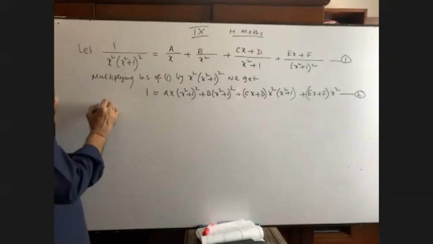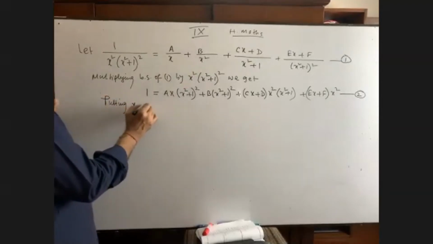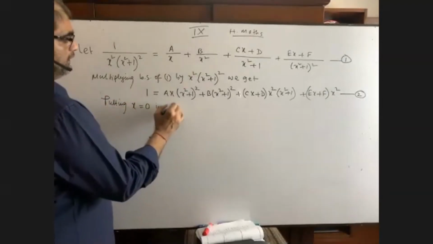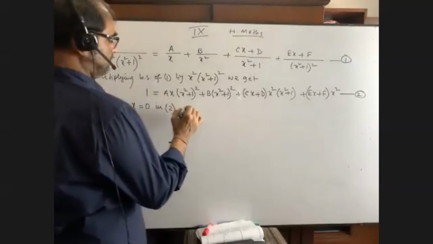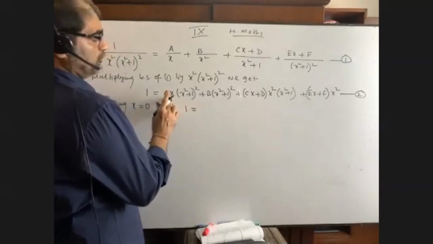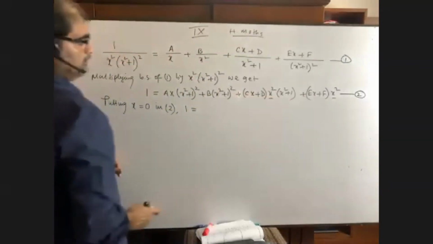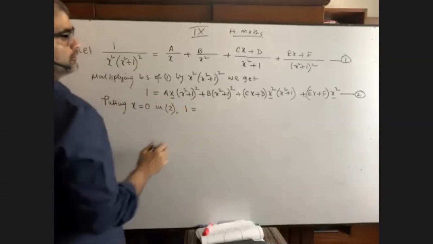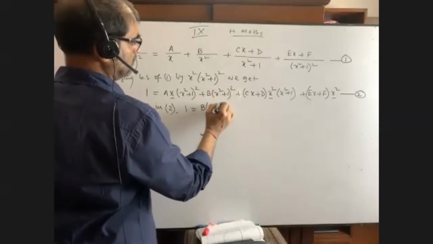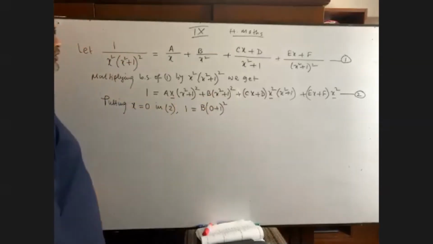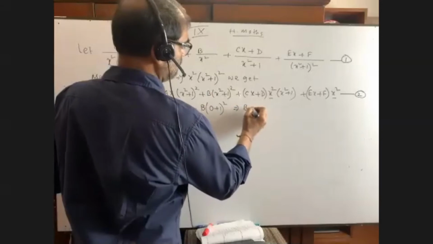Putting x equals to 0 into 2, for x equals to 0, it is 1. The other terms are 0. So we are getting only this part, b into 0 plus 1 whole square, and all others will be 0. From here we can write b equals to 1.